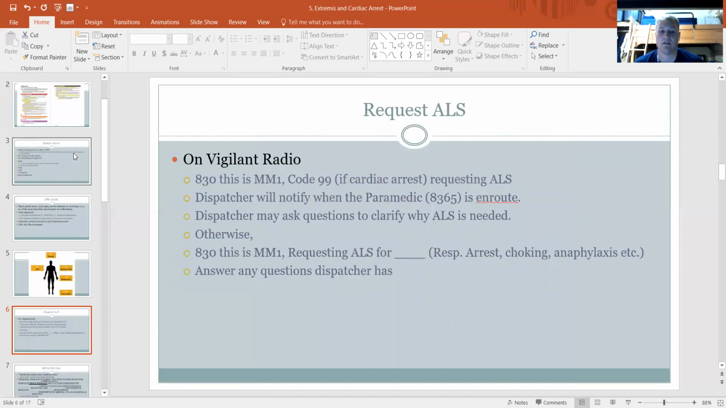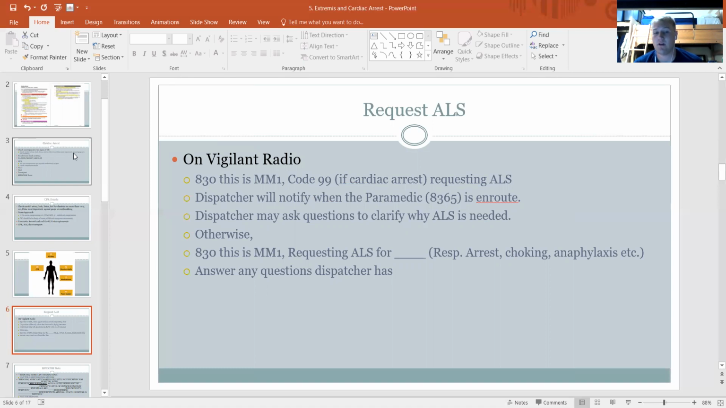So to request ALS on the Vigilant radio, which the driver should bring to the scene, it would be 830, which is the radio code for Vigilant. "830, this is MM1." MM1 is us. "Code 99, requesting ALS." Code 99 is cardiac arrest. The reason you specify code 99 is that it is the radio code for a cardiac arrest, and it also tells the dispatcher why you need ALS.